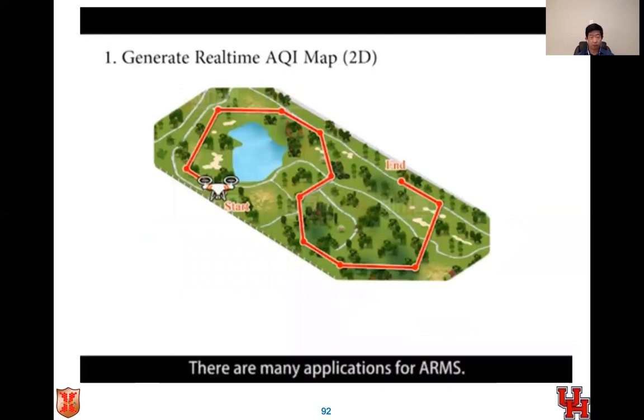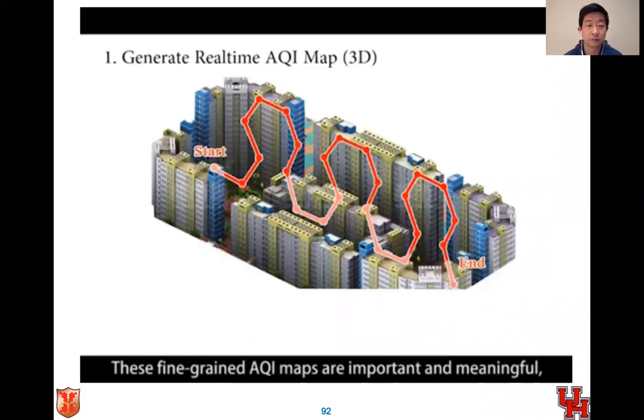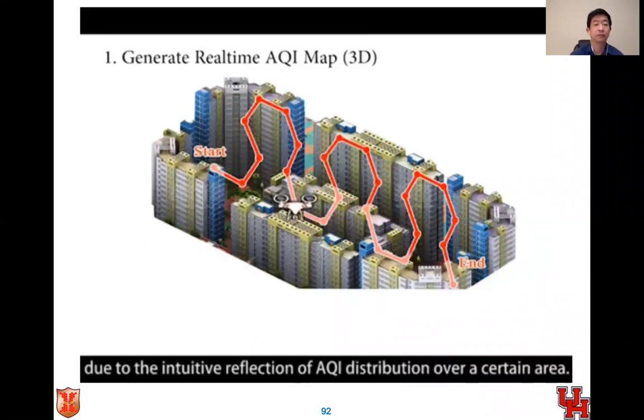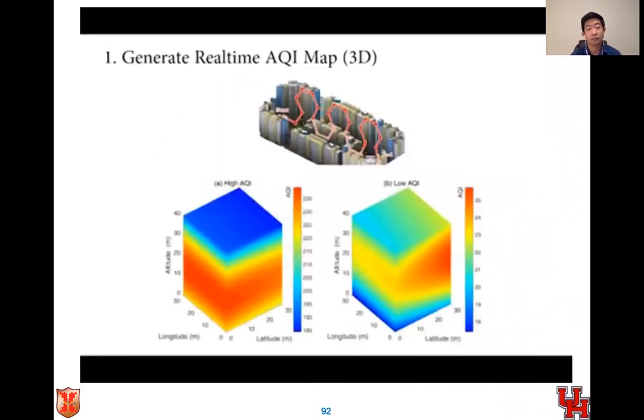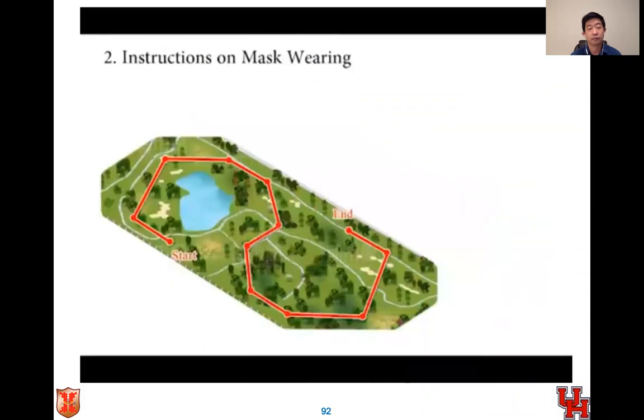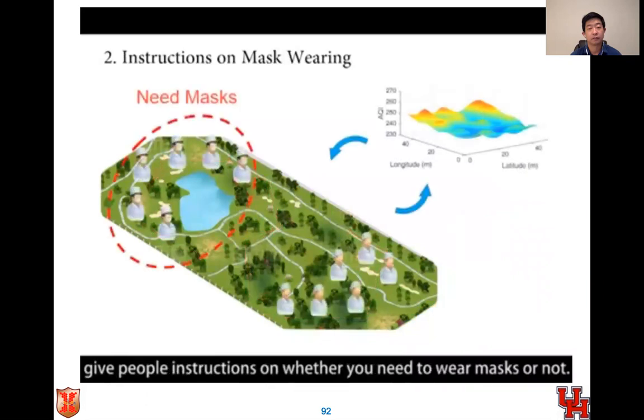There are many applications for ARMS. First, ARMS can generate real-time AQI maps in typical 2D and 3D scenarios. These fine-grained AQI maps are important and meaningful due to the intuitive reflection of AQI distribution over a certain area. Moreover, the outdoor AQI maps can give people instructions on whether you need to wear masks or not.